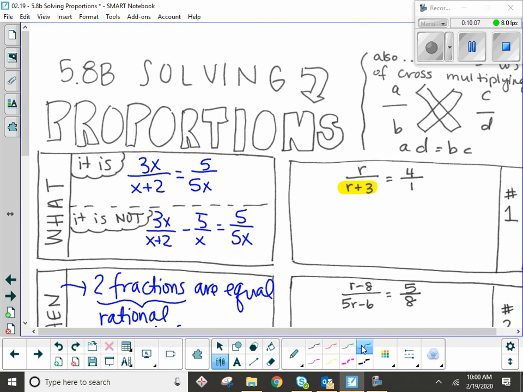This one right here. -3. So that's an excluded value. So excluded value, r cannot equal -3. We have to figure that out before we even start solving so we can check ourselves.